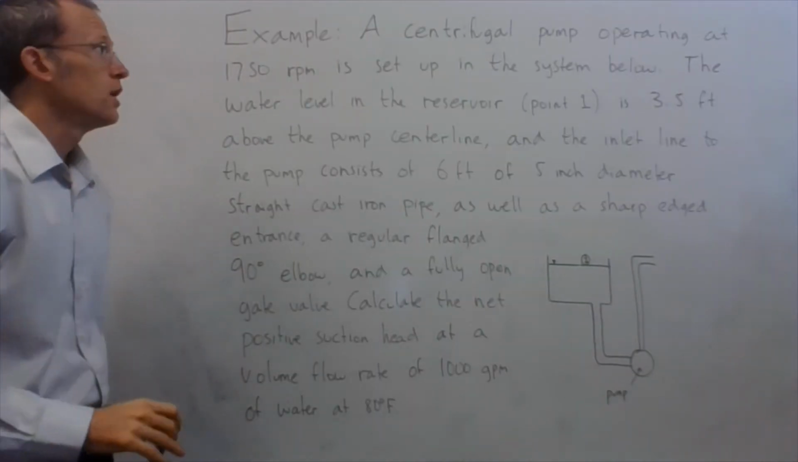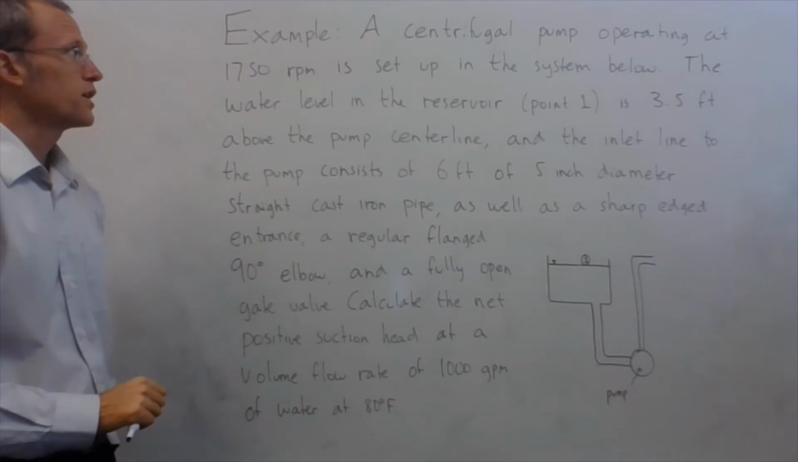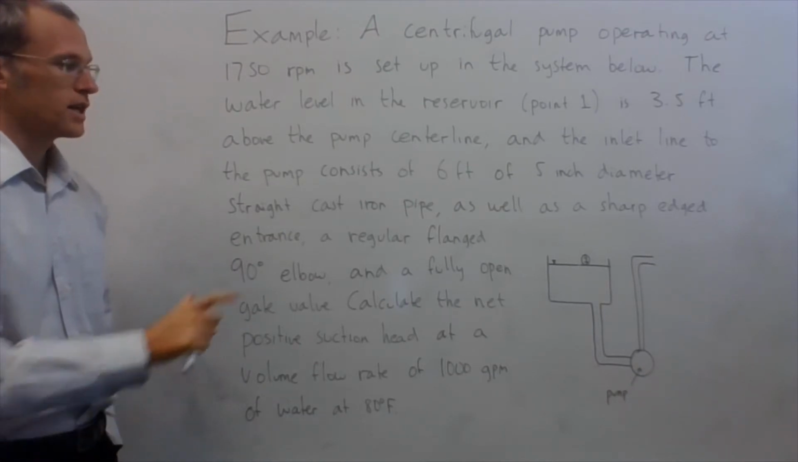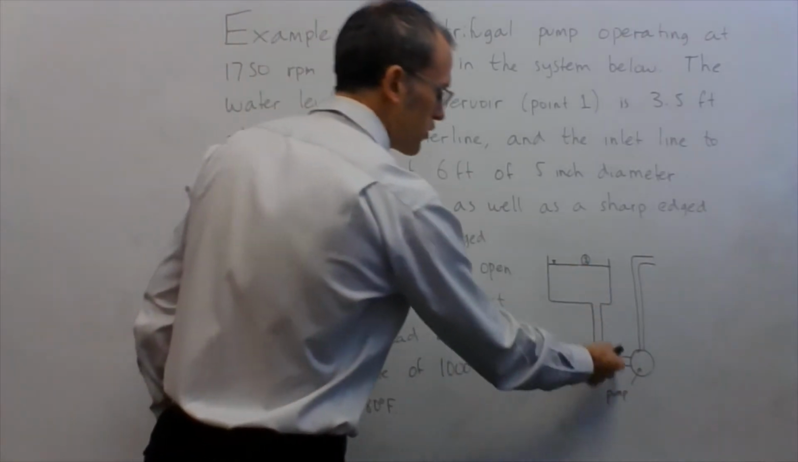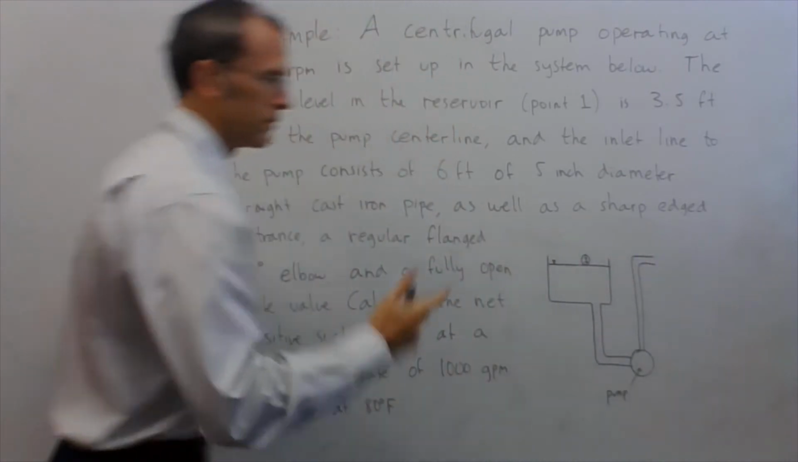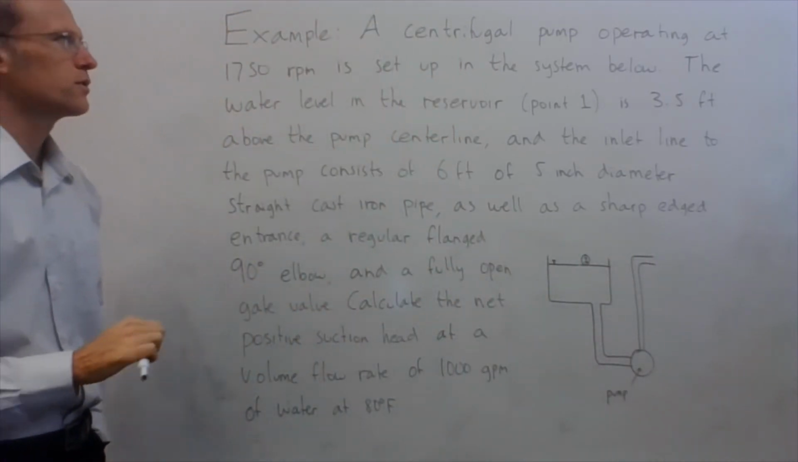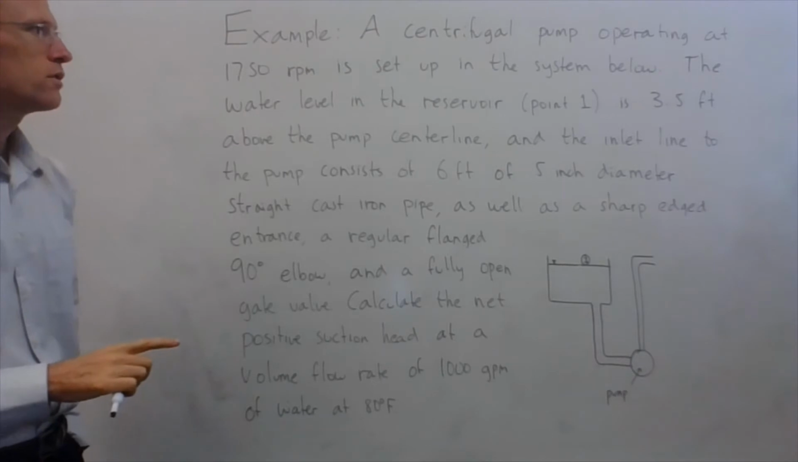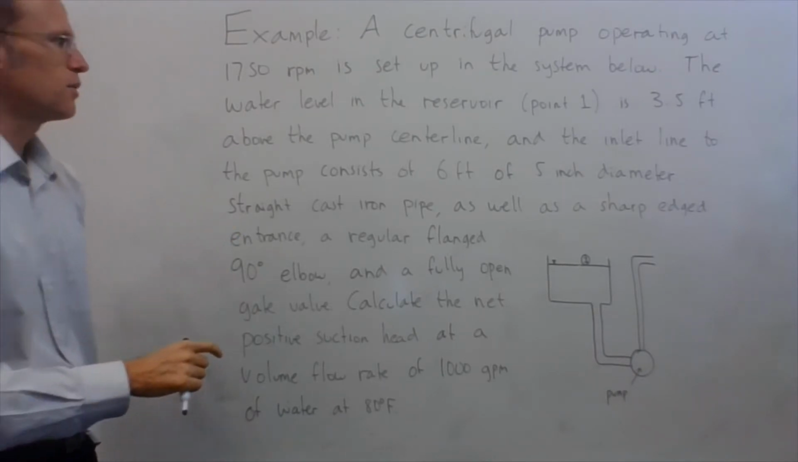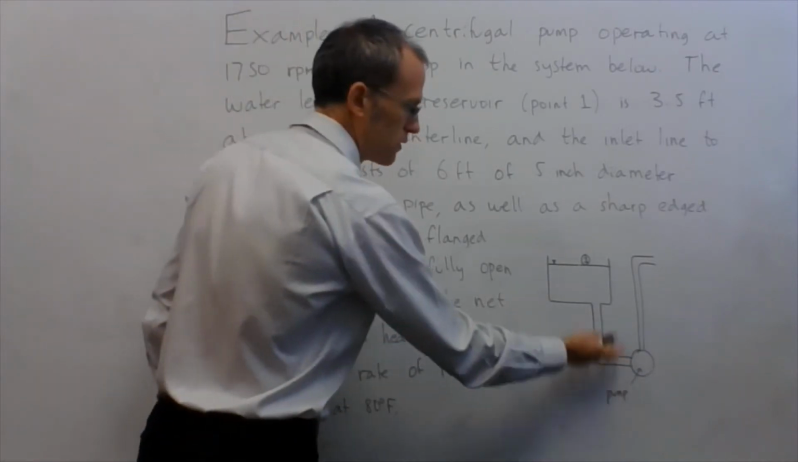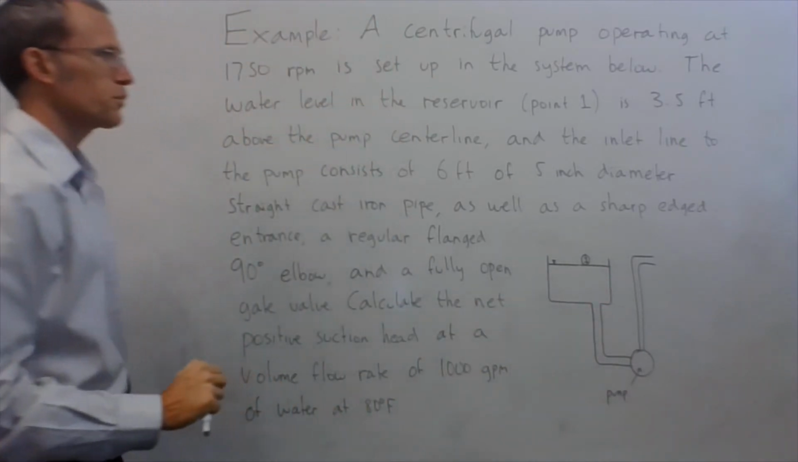So, time for an example. I have a centrifugal pump operating at 1750 RPM set up in the system. So basically pumping water, taking from this reservoir, pumping up somewhere else. Doesn't really matter where else it goes. Water level in the reservoir, point 1, is 3.5 feet above the pump center line. So this total distance is 3.5 feet.